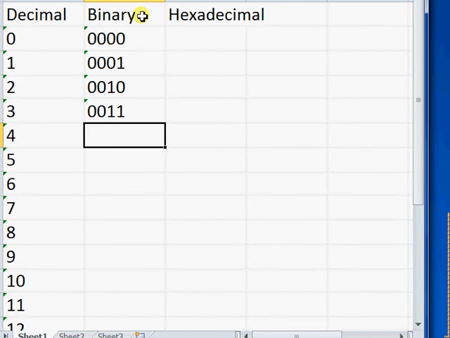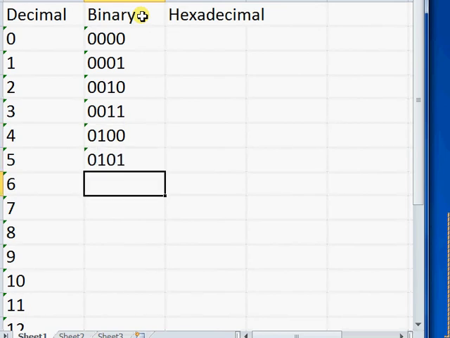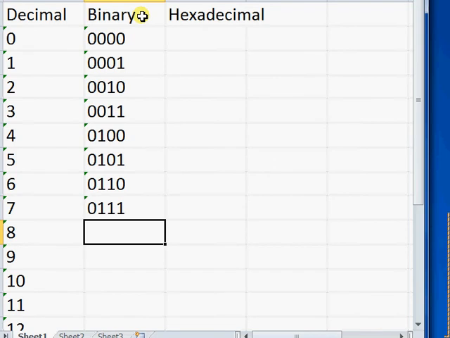So we do what? 0, 1, 0, 0, 0, 1, 0, 1, 0, 1, 1, 0, and then 0, 1, 1, 1. Now we're out of digits again, so we have to start over again. So we get to 8, and it's 1, 0, 0, 0. We get to 9, it's 1, 0, 0, 1.